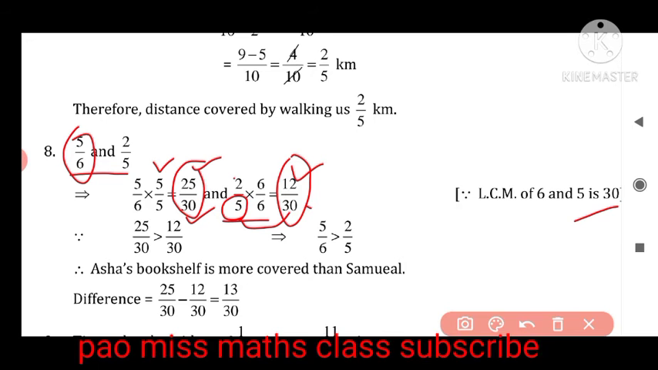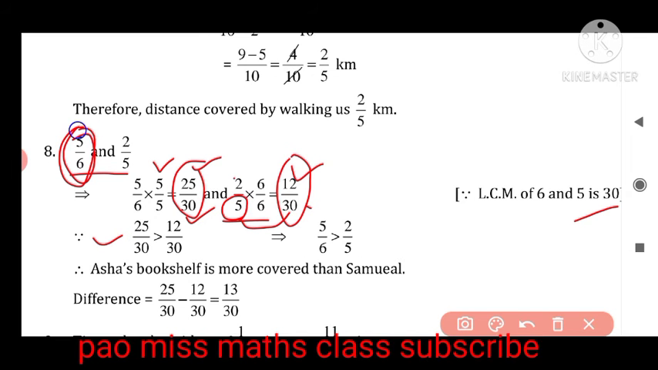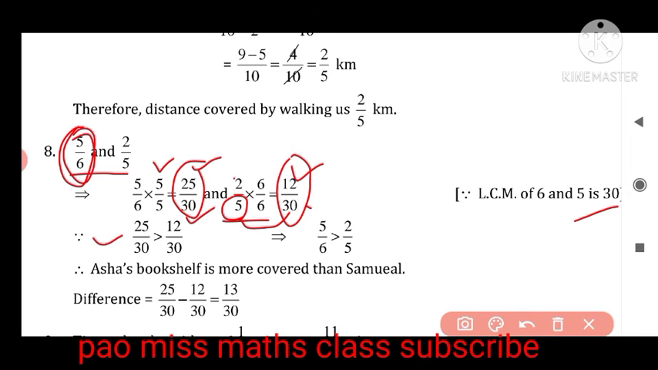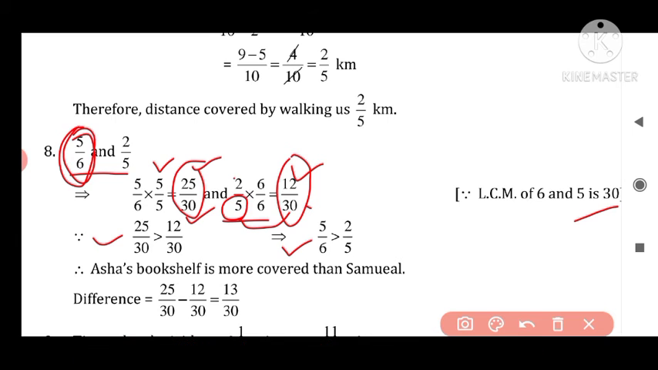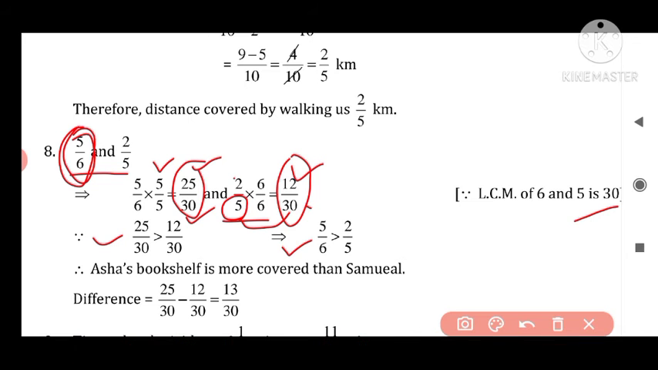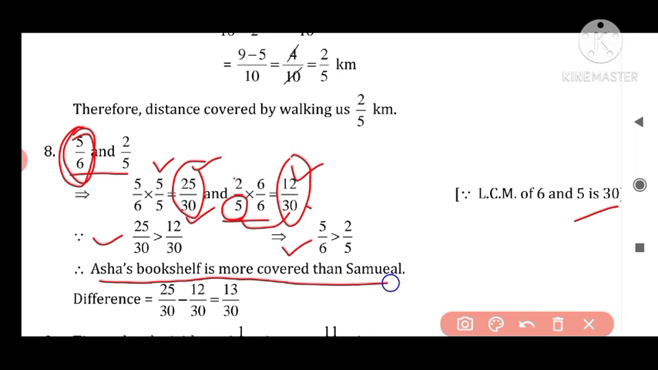So which is bigger here? Directly we can say 25 upon 30 is bigger. That means the bookshelf filled by Asa is greater, isn't it? So Asa is greater. Again we have to find how much greater it is. Then what do we have to do? We have to find the difference, so we have to do subtraction. So Asa's bookshelf is more covered than Samuel's. By what fraction? We have to find the fraction also.